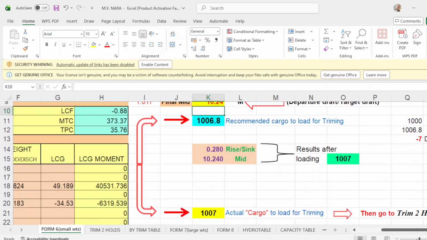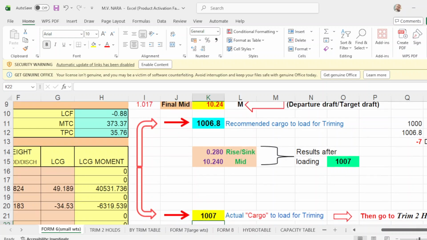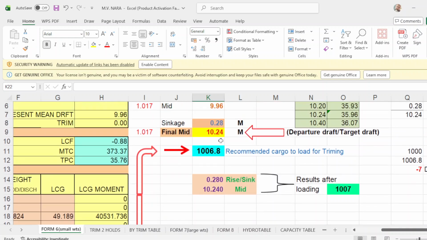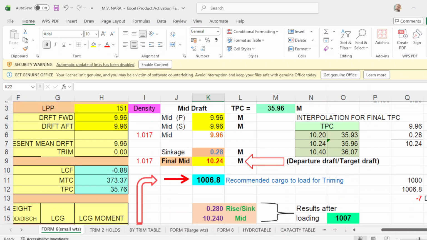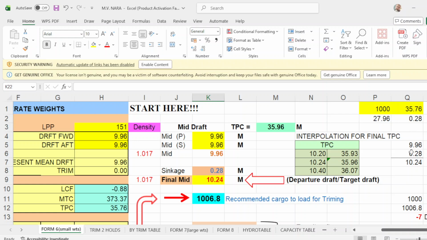So you round it up, so we'll put 1007. Okay, so what happens if you load 1007? Look at the mid drop: it is 10.24, which is the same as your final departure, and your sinkage is 0.28, which is the same here. As you pre-computed, you have already computed your sinkage here, because assuming you will load 1000, but here the recommended is approximately 1007.